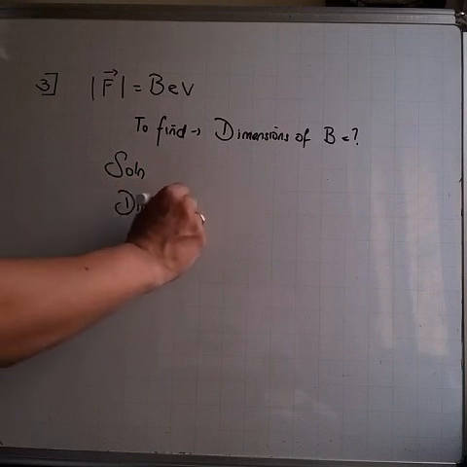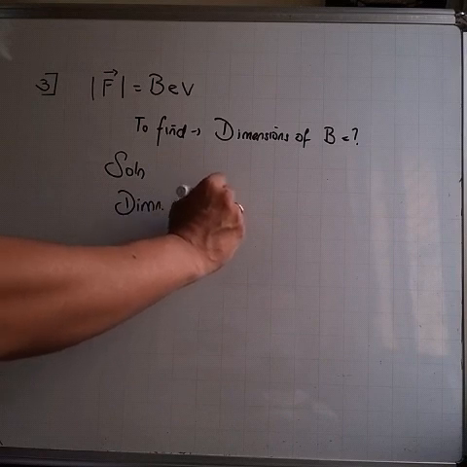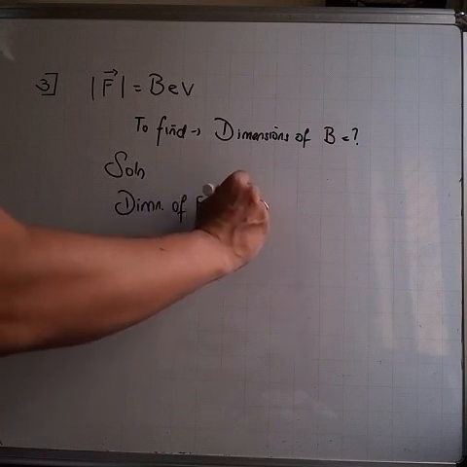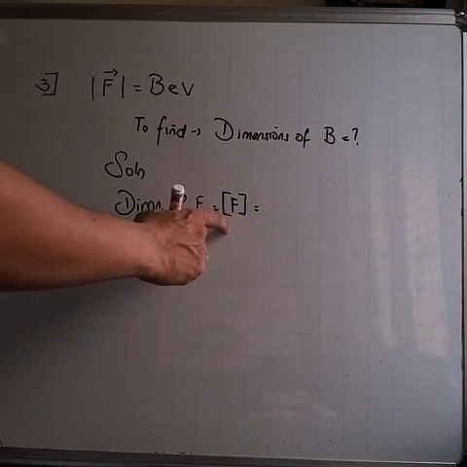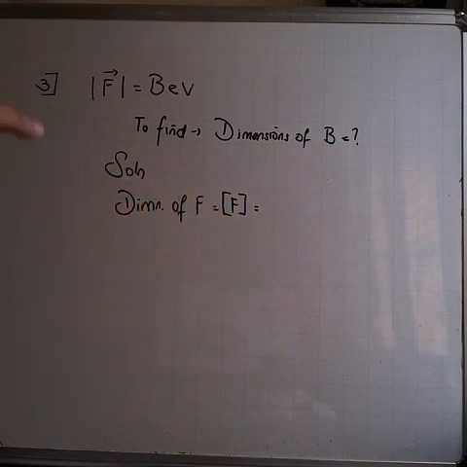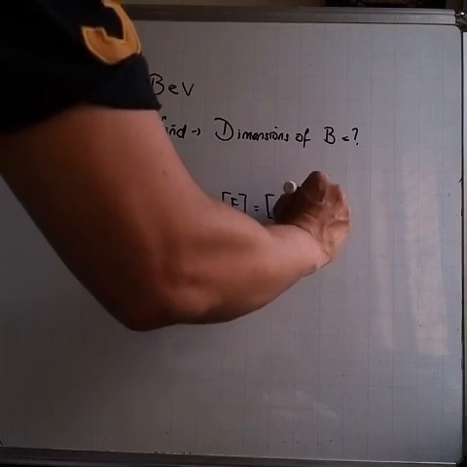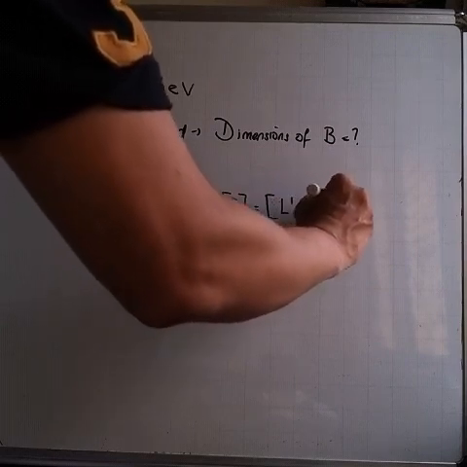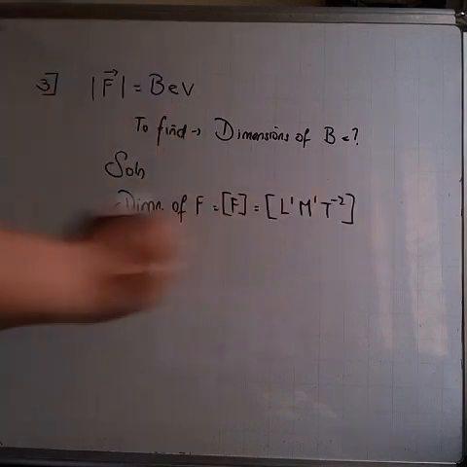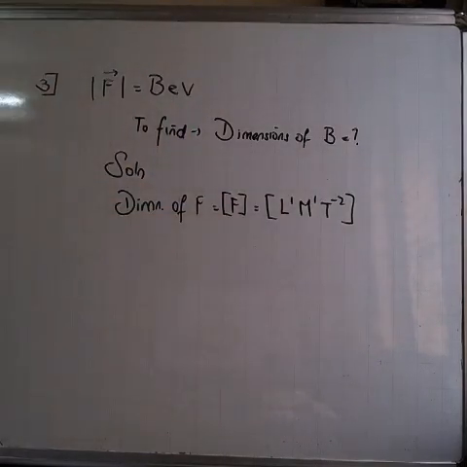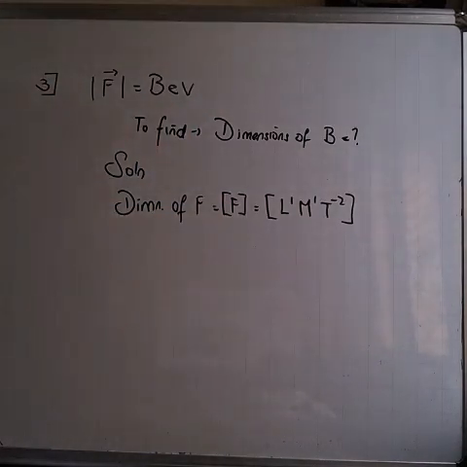Dimensions of force, I'll write in a square bracket. Dimensions are always written as a symbol in a square bracket. Dimension of force will be L1 M1 T raised to minus 2. This is the dimension of what? Force. Similarly, dimension of velocity.